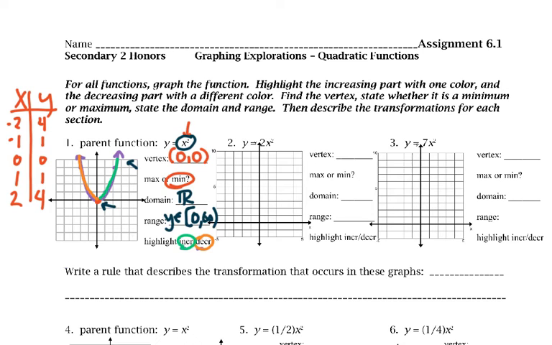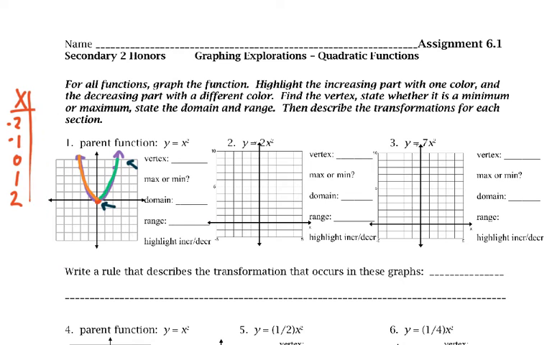One thing I want you to notice on the parent function, so let me go back, and I'm going to erase some of the stuff that's here. If I'm starting at 0, if I go over 1 and I go up 1, notice that 1 squared is 1. If I go over 2, then to get to the graph, I'm going to have to go up 4. And notice that 2 squared is 4. And if I go over 3, guess how high I'm going to go? It's going to be 9. And so 3 squared is 9.